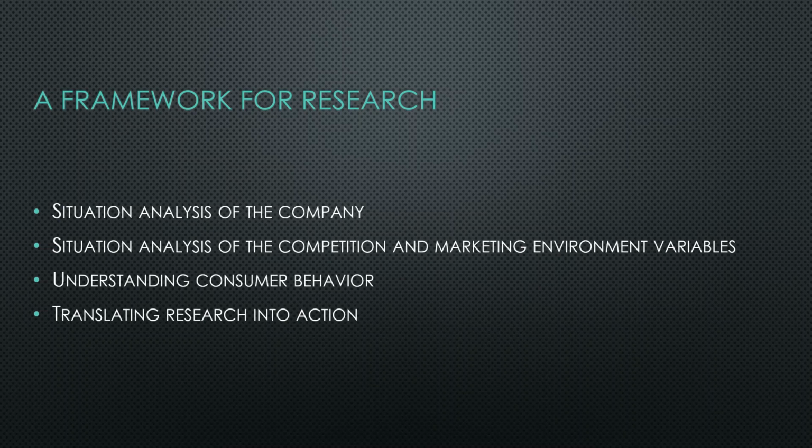Then you should look at the situation analysis of their competitors, thinking about the industry, as well as thinking about marketing environment variables. Remember, those are the uncontrollable elements. Think about how those impact what's going on in the industry. The third area is understanding consumer behavior, and that's really important because in order to sell to consumers, you really need to know what are their wants and needs, and how do you make sure that you are connecting with what they want. And then finally, once you've done all that research in those 3 areas, you need to think about, how do I turn that into action? And we'll talk about some specific steps you can take to do that.